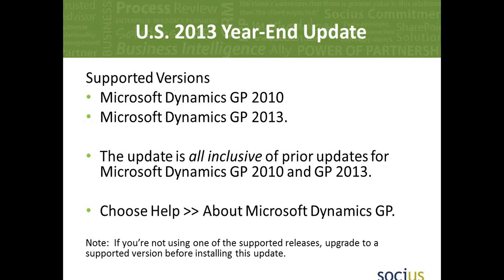So what that means is that prior service packs, if they are not installed on your machine currently or in your environment, will be installed along with the year-end update. If you're not sure which version of GP you're using, choose Help in the upper right-hand corner of GP and go to About Microsoft Dynamics GP, and you'll see the version information on the right-hand side of the window.